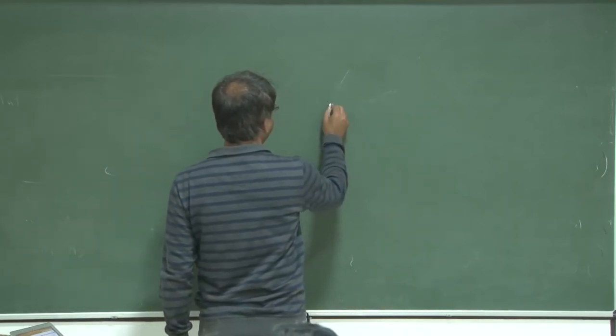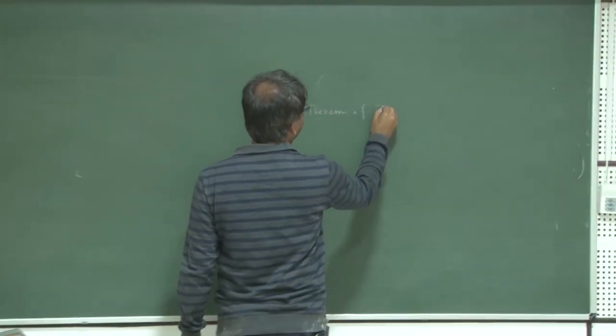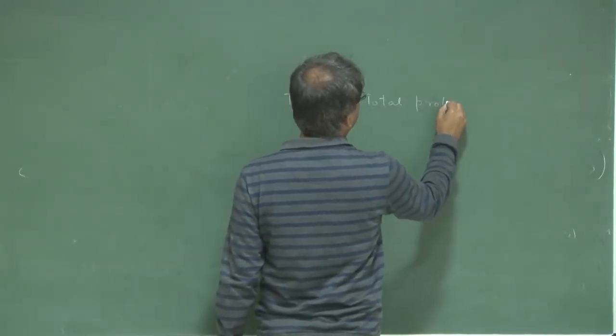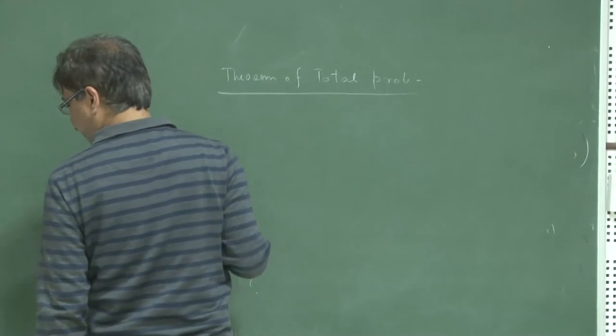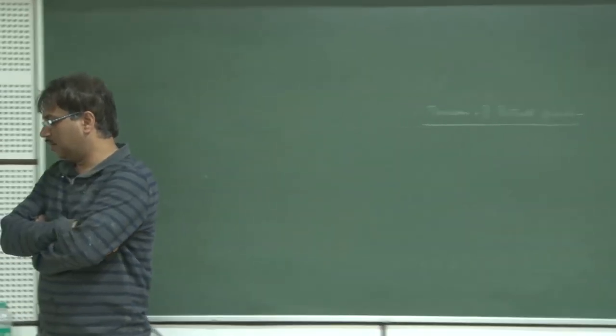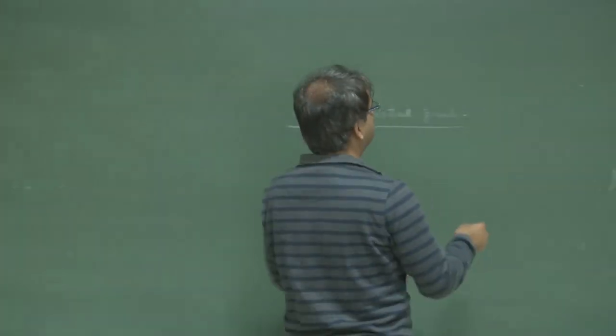Now there is one very crucial result, that is the theorem of total probability. Suppose we know that a sample space omega is partitioned into a few sets, B1, B2, Bn, and we want to calculate the probability of A in terms of B1, B2, Bn. What I am trying to say, suppose the situation is something like that.